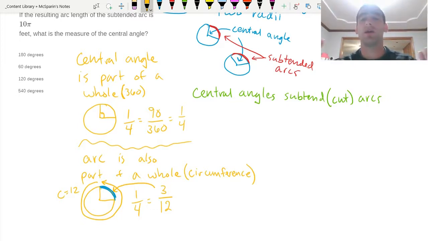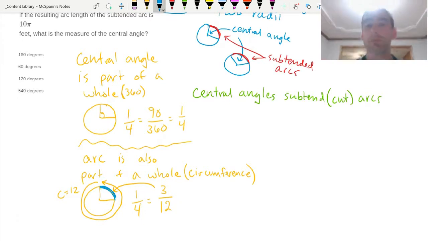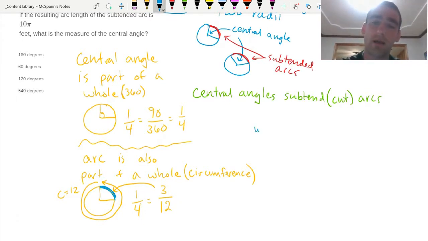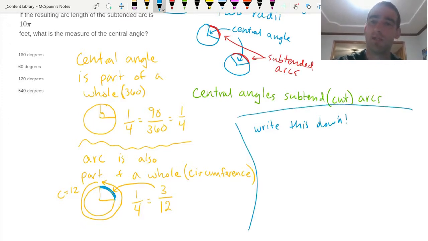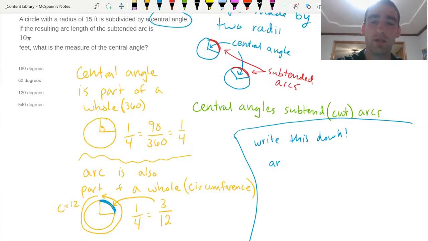Okay, so here is your shortcut trick. This is the thing that you're going to write down, and then we're going to use it for this equation. So write this down, this thing that I'm going to put here. Arc length is a part.